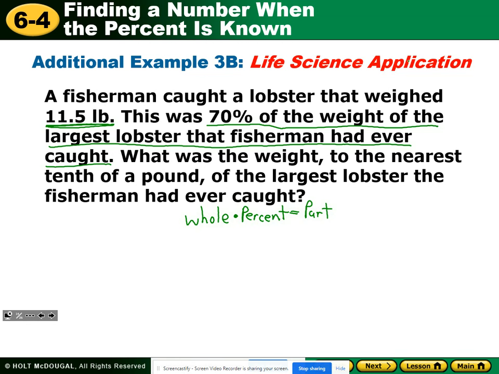All right, Connor, what do you know? Percent's going to be 0.7. Okay, so we're going to write it as a decimal. I like that. Thank you. Now, this one is worded quite funnily. All right, what I want you to do right now is everybody, before Connor makes his prediction, just put a W on your paper or put a P on your paper. Do you think this is the part or the whole? Do you think the 11.5 is the part that represents 70%, or is it the whole?